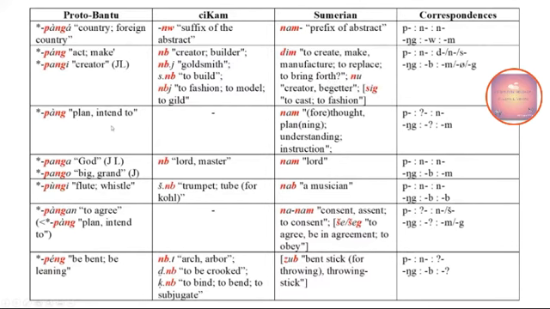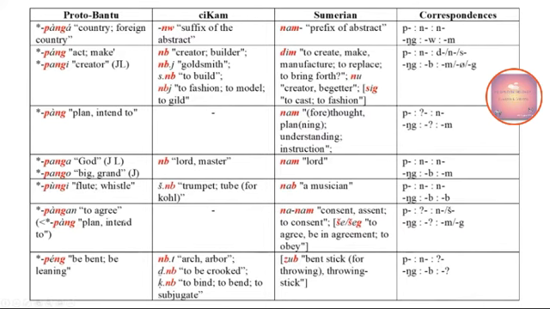And so when you say pang in Proto-Bantu, to plan, to intend. In Sumerian, nam, forethought, planning, understanding, instruction. Banga, God. Bongo, big and grand. Egyptian Neb, Lord, Master. Sumerian, Nam, Lord, Master. Ungi, flute, whistle. It's the instrument. But Sheneb, trumpet, too. Sumerian, Nab, a musician. So you have some semantic slippage here.